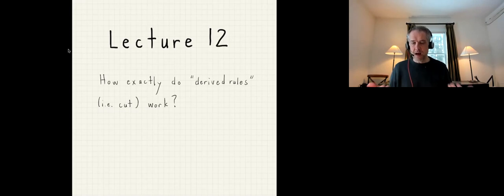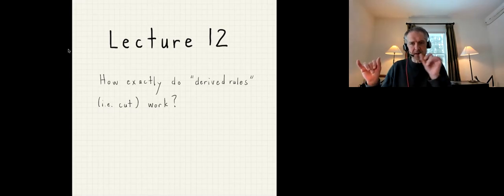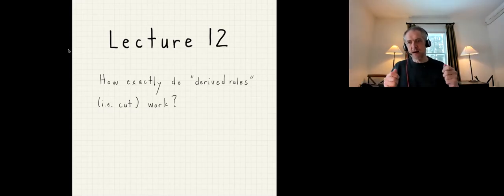So that's derived rules. The technical name for how these derived rules work in our system is cut. And cut basically is a pattern that says, if you have a bunch of proven sequents, those can be put together and give you something new. So again, rather than describing it abstractly, let me describe it concretely.